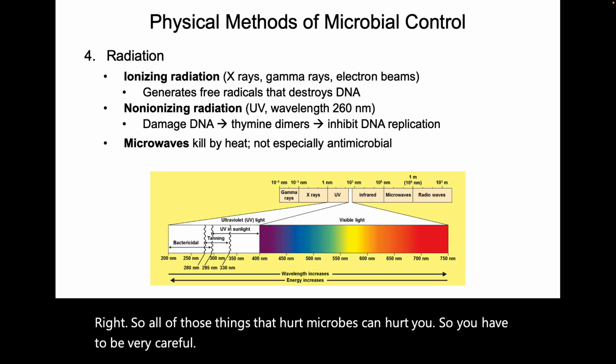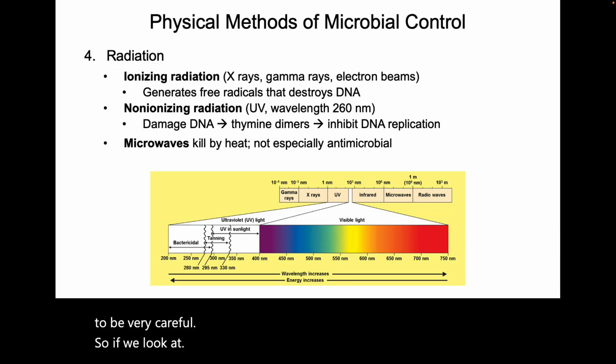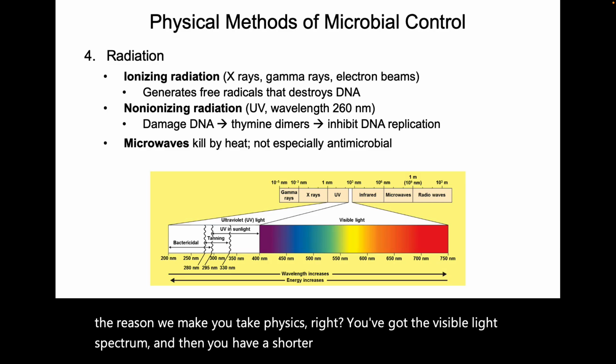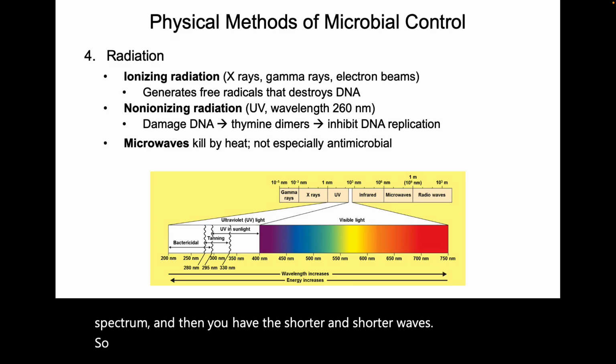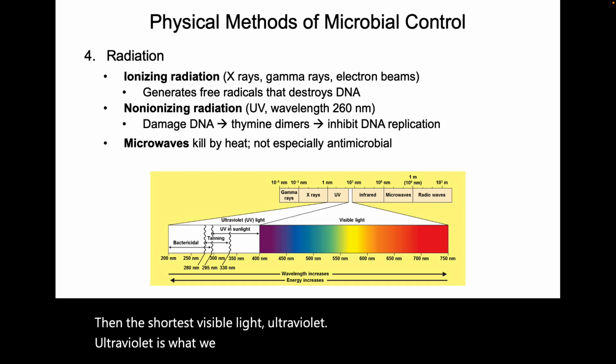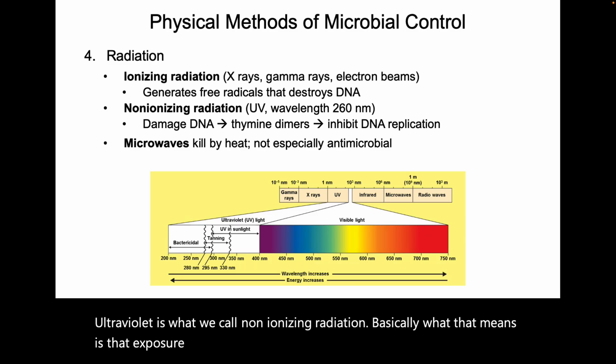So if we look at our light spectrum, and this is part of the reason we make you take physics, right? You've got the visible light spectrum, and then you have these shorter and shorter waves. So you have ultraviolet light, with shorter wavelengths than the shortest visible light. Ultraviolet is what we call non-ionizing radiation. Basically what that means is that exposure to UV light does not create free ions or free radicals.